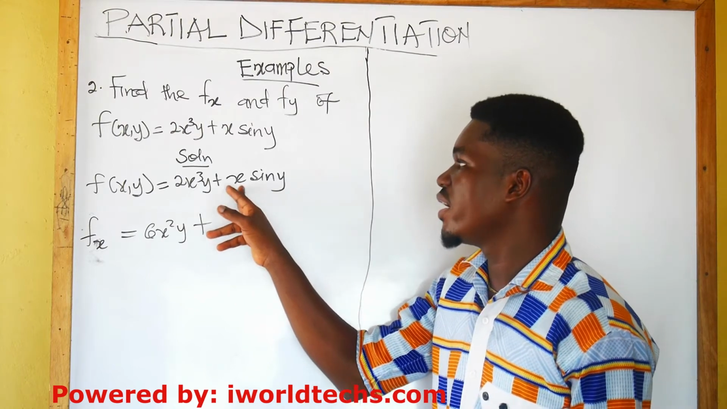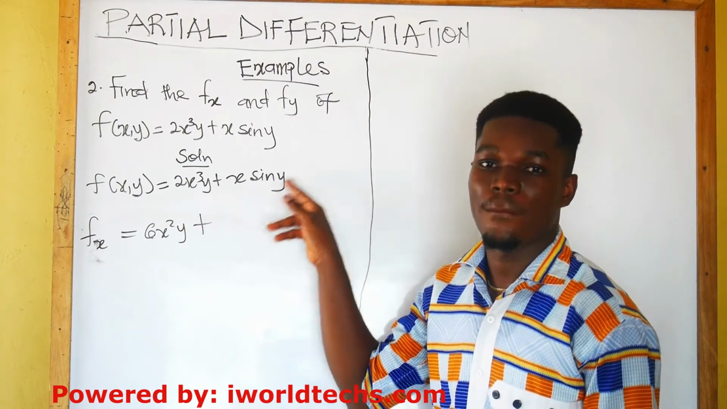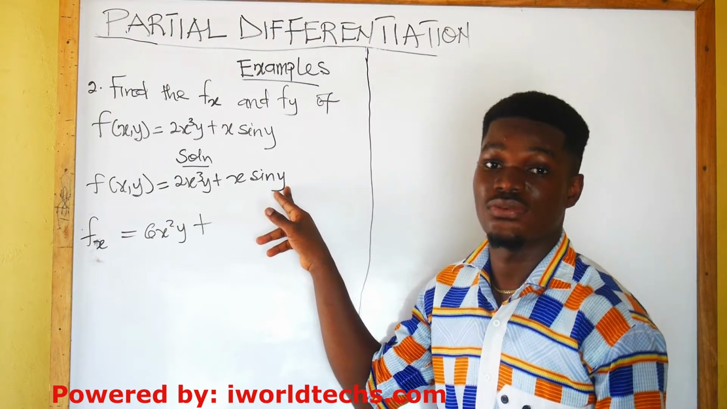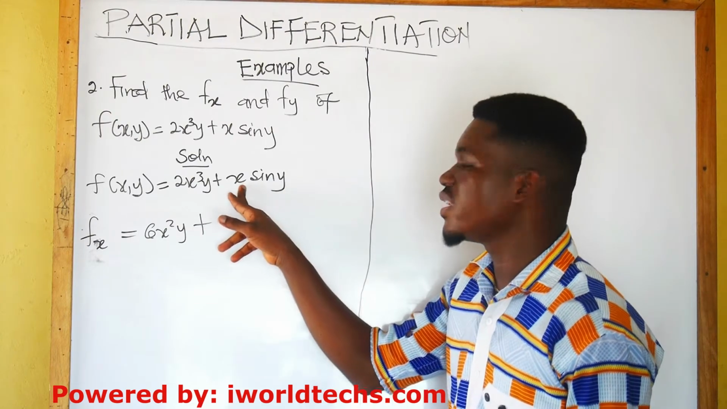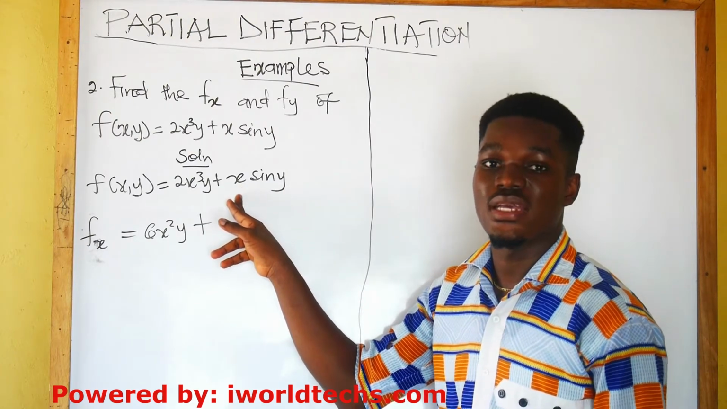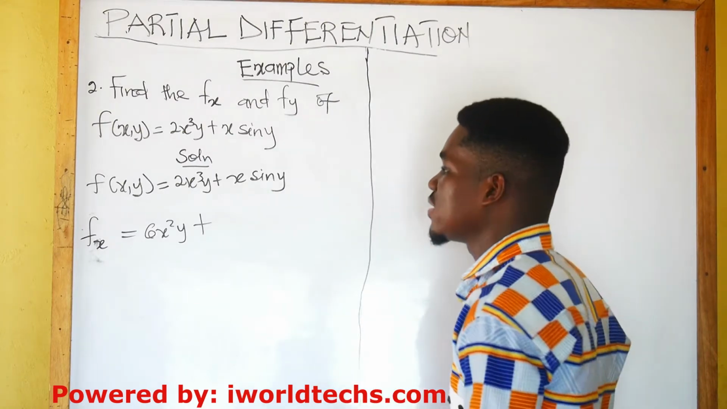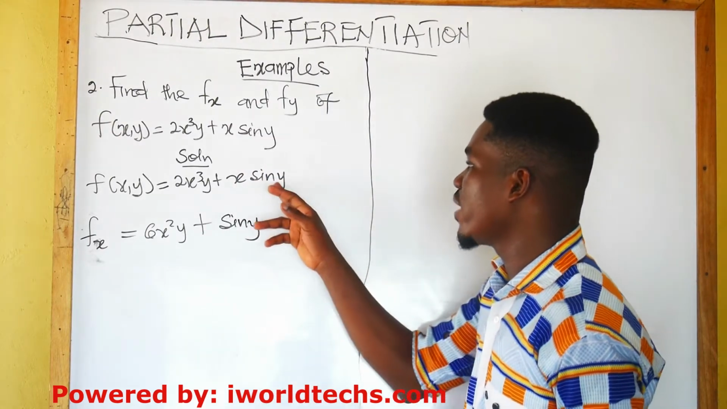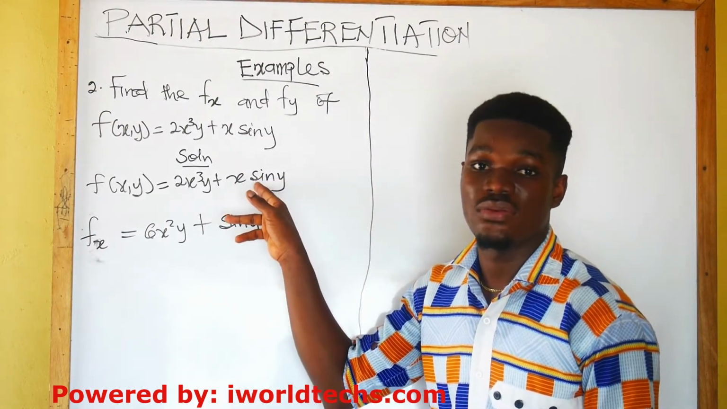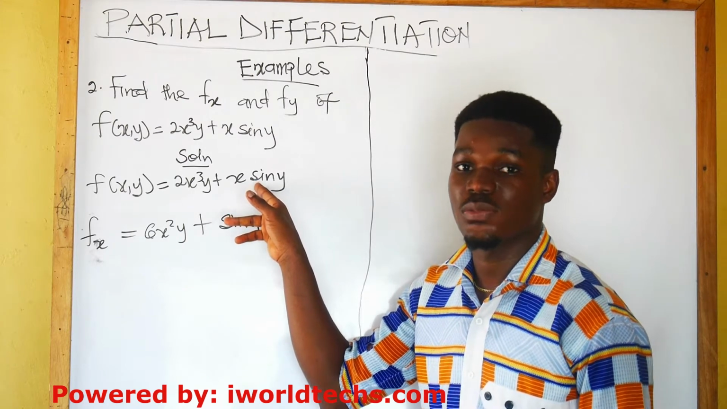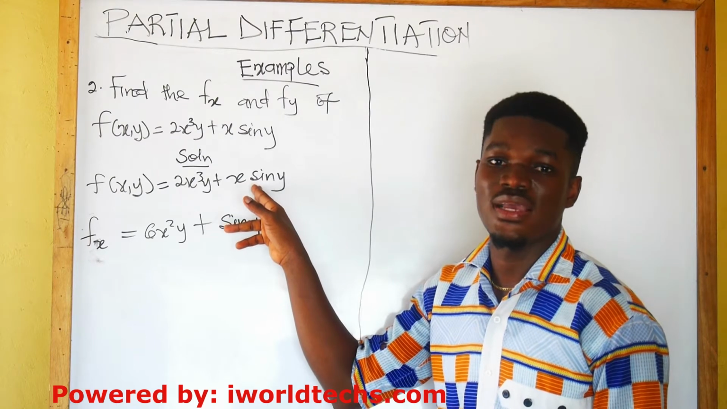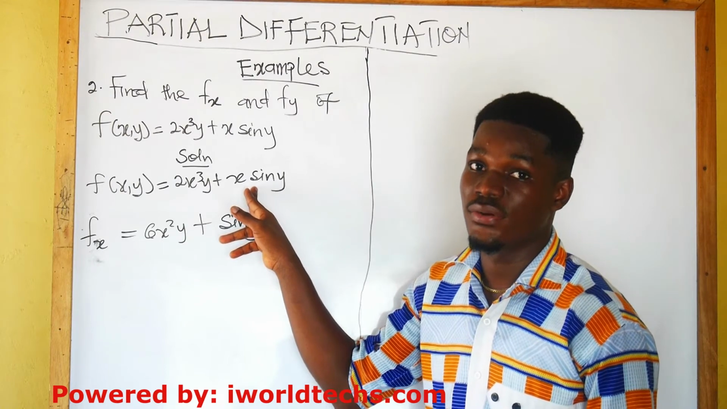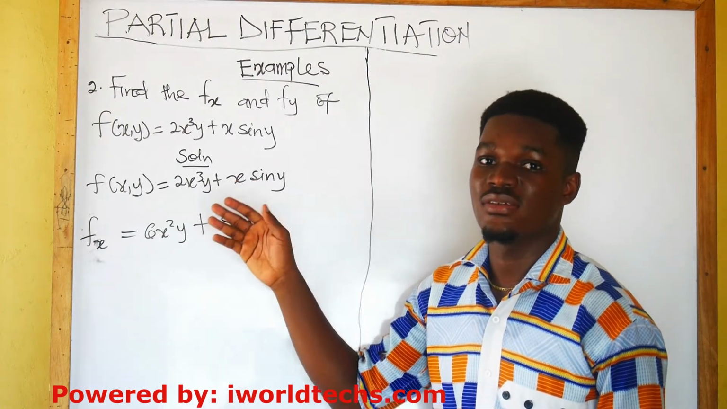First of all, we find the derivative of this function, then we maintain this, plus we maintain this function, then we find the derivative of this function with respect to x. When you find the derivative of x with respect to x, you get 1, then you maintain sine y. So 1 multiplied by sine y is sine y. Then we find the partial derivative of sine y with respect to x. Since y is held constant, the partial derivative of sine y is 0. So when you multiply 0 by x, you still get 0.